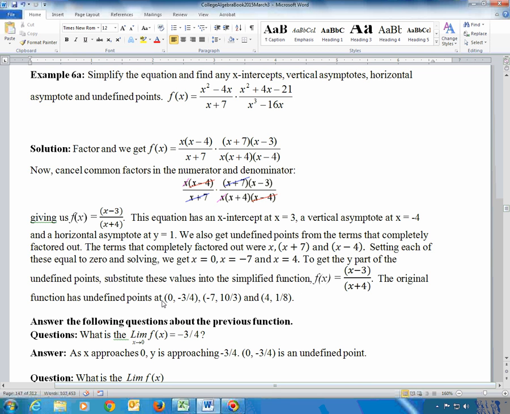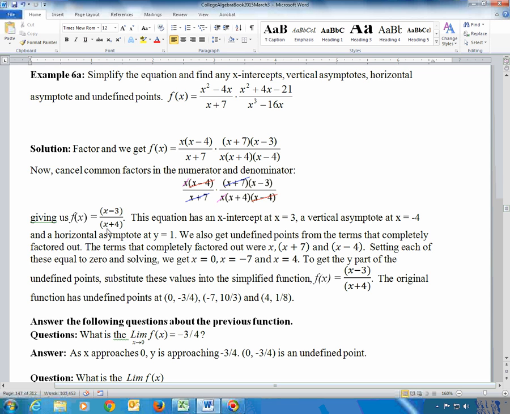It might say, what's the limit as x approaches 0? The answer is negative 3/4. What's the limit as x approaches negative 7? There it is. What's the limit as x approaches 4? There it is, 1/8. But you have to simplify it first and then substitute them in. Okay, then the other questions are about maybe horizontal asymptotes, vertical asymptotes, and so on.